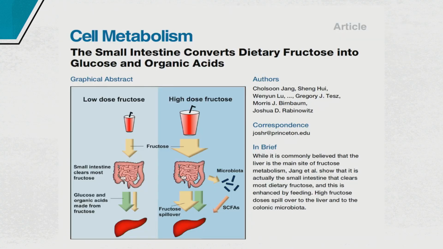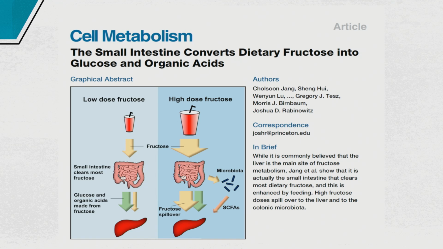While we were doing this work, there's a really nice paper from Chulsung Zhang and Josh Rabinowitz, who also began studying fructose metabolism with a focus on the intestine. And they showed very nicely that in this case it was C57 mice given a large bolus of fructose, the vast majority of that fructose, again, was metabolized within the enterocyte, and a large portion of that fructose within the enterocyte was converted to glucose and put back into the portal vein as glucose.